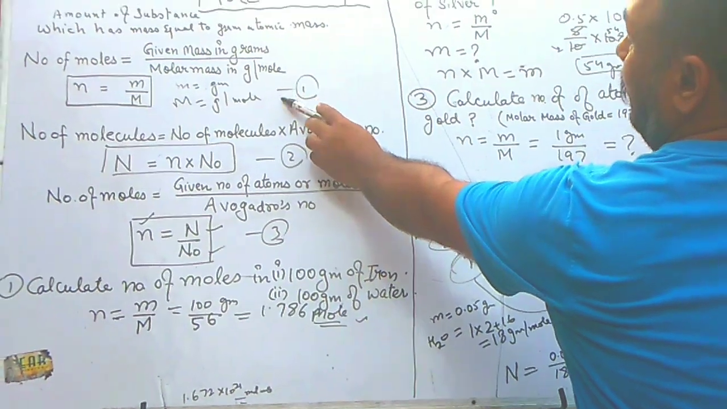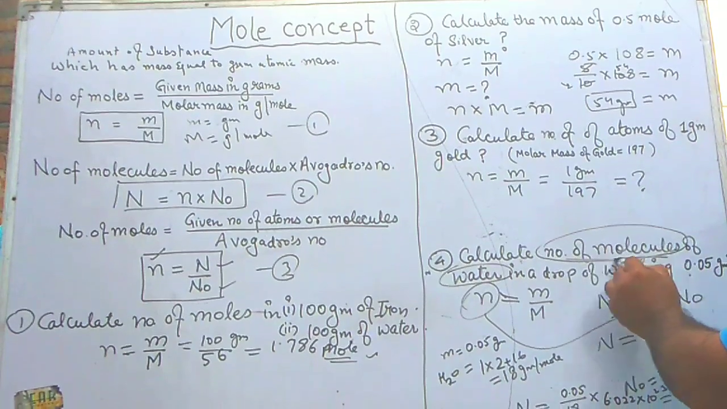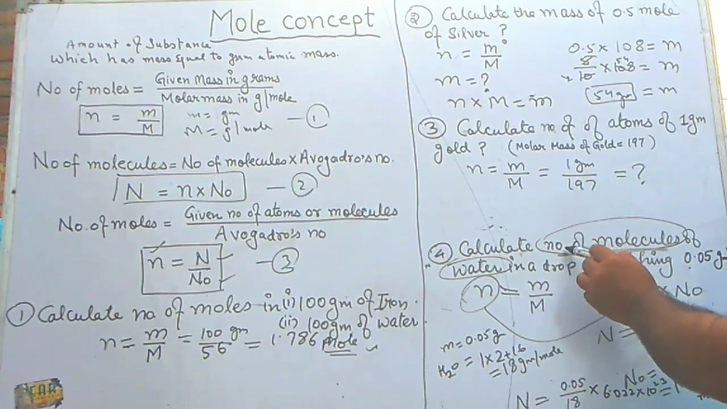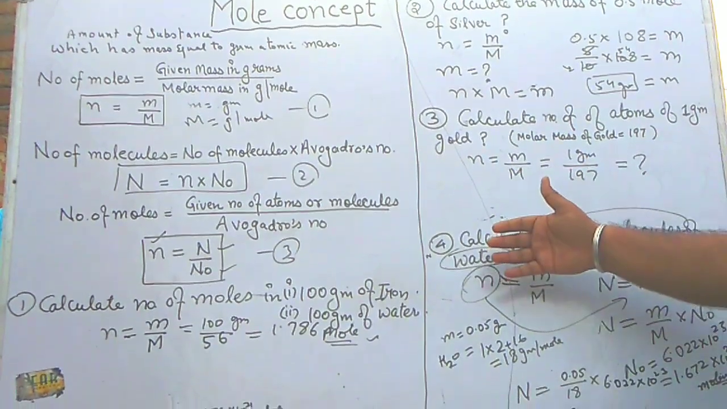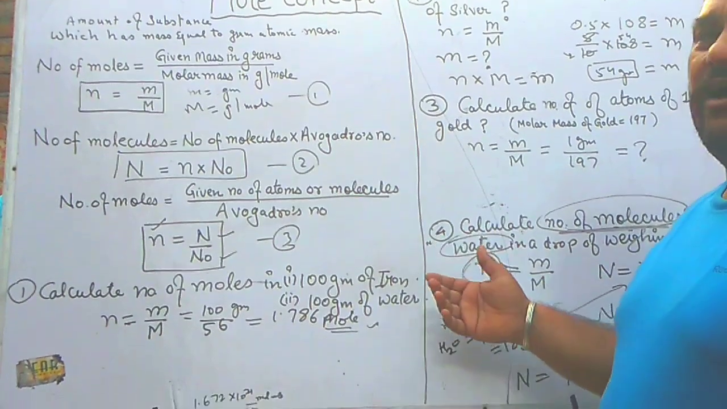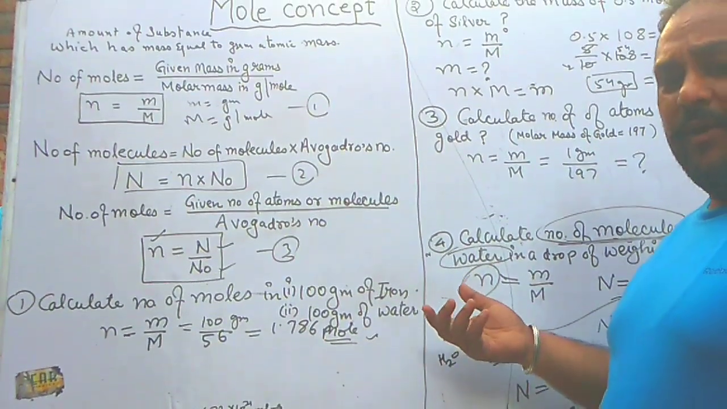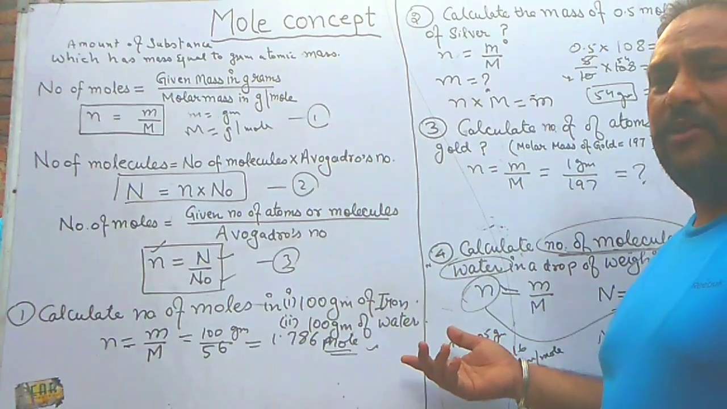In this way, we calculate the number of molecules by combining both the formulas. So these are the four numericals which I have tried my best to explain to you. If you have any doubt, please make a note and send the message so that I can clarify your doubts.